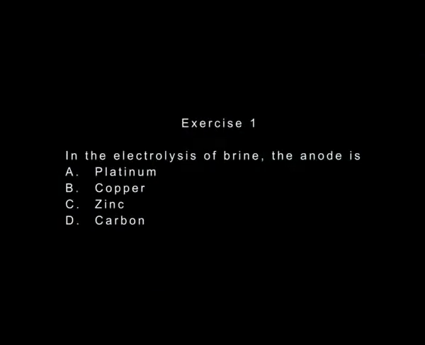Exercise 1. In the electrolysis of brine, the anode is A. Platinum, B. Copper, C. Zinc, D. Carbon. The correct answer is carbon because the electrode is made of carbon.